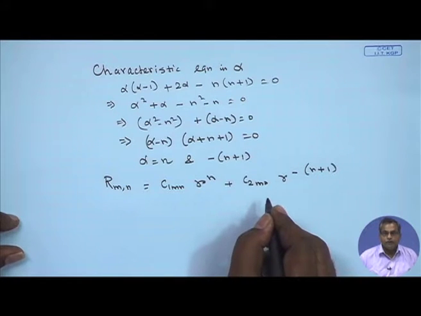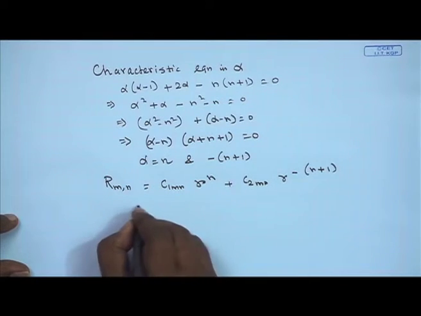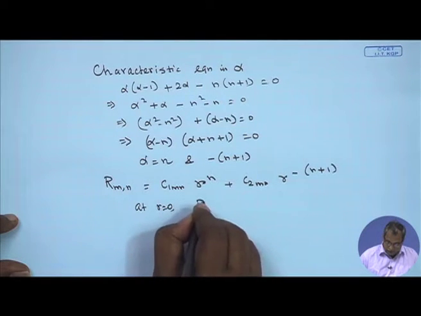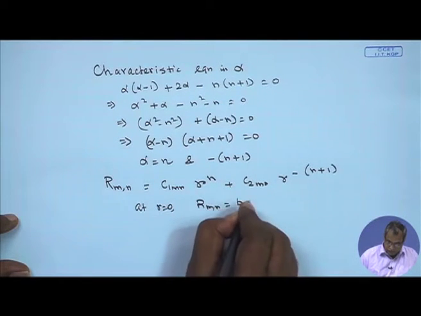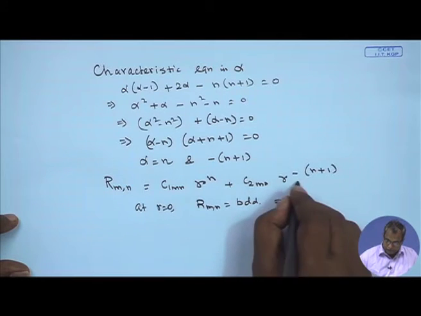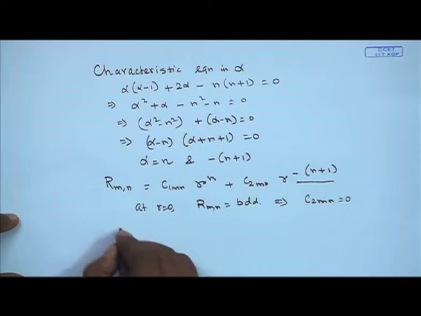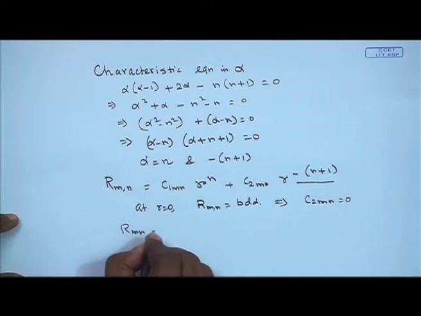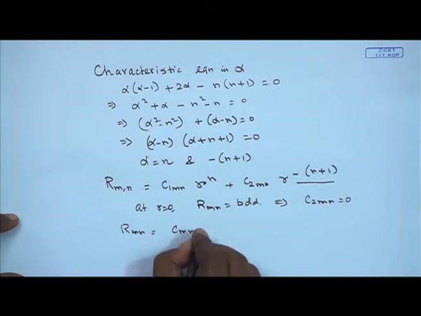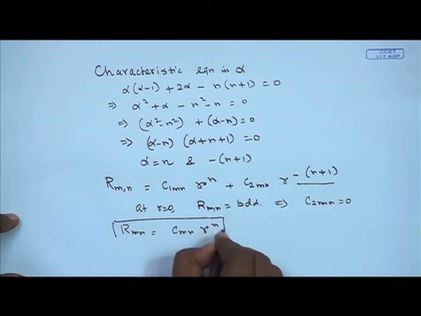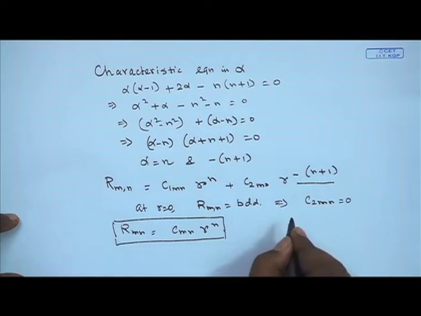And if you look into the boundary condition that at r is equal to 0 my solution is bounded, then if I put that condition in the solution, the associated term becomes unbounded. At r is equal to 0, capital R m n is bounded, or it will be having a finite value. Therefore, this term becomes infinite or unbounded. So, the associated constant must be equal to 0. So, the solution becomes R m n is equal to C m n r to the power n. So, that is the solution of the radial varying part.